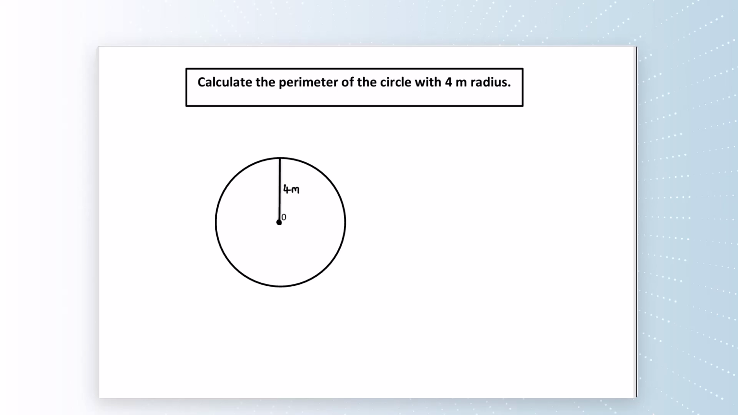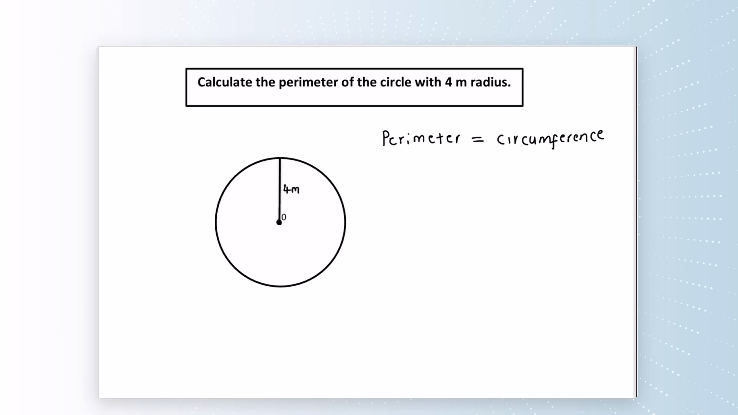Hi friends, let's talk about perimeter of a circle. Perimeter of a circle is called circumference. Circumference is the perimeter of a circle or ellipse.